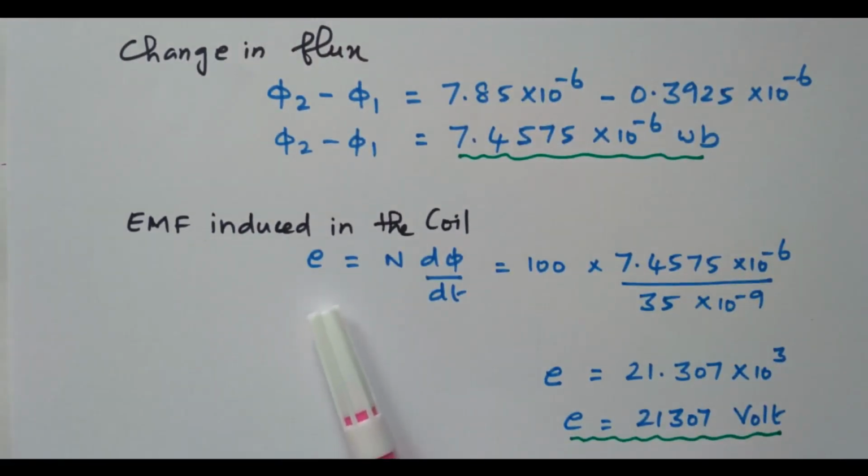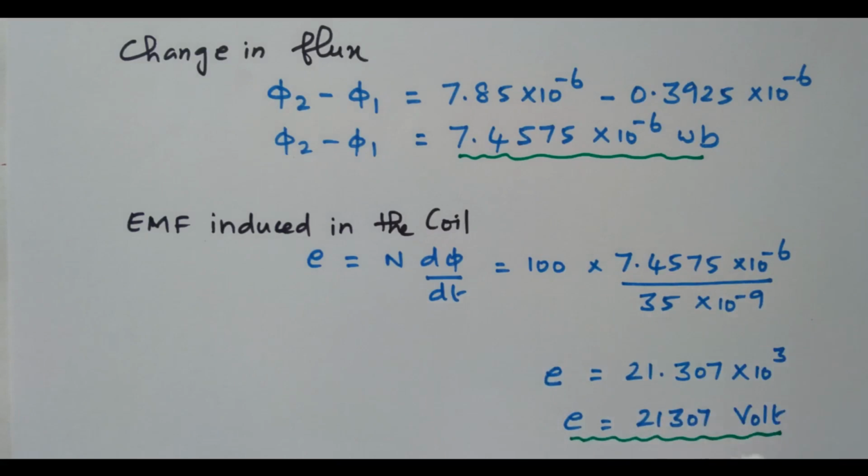EMF induced in the coil equals N dΦ/dt, the number of turns into the rate of change of flux. So the number of turns is 100, into the change in flux, which is Φ2 minus Φ1, that is 7.44575 into 10 to the power minus 6, divided by the time, which is given as 35 nanoseconds, so 35 into 10 to the power minus 9.